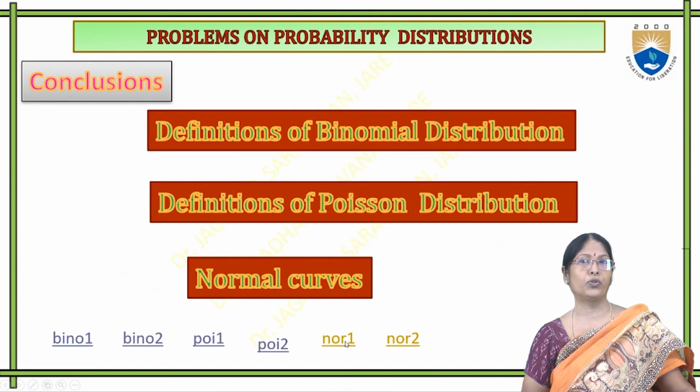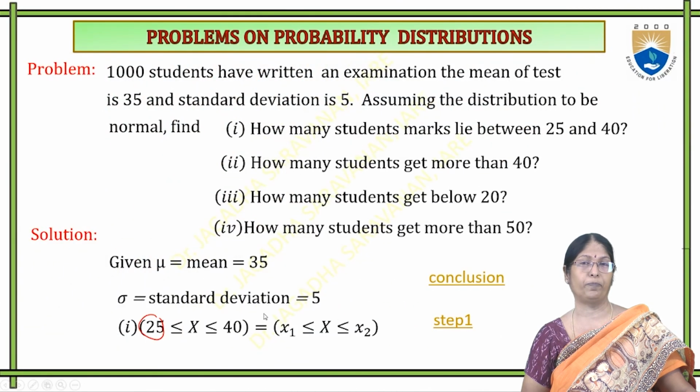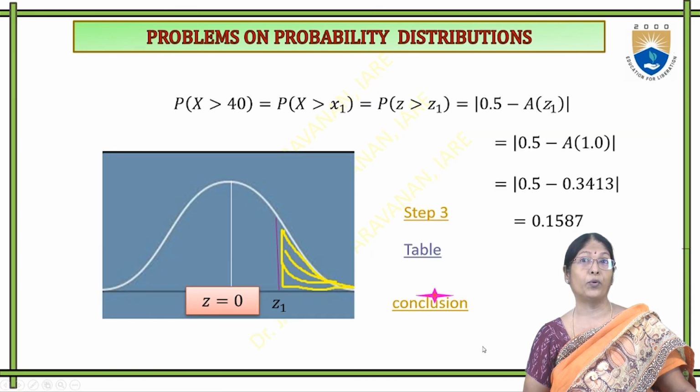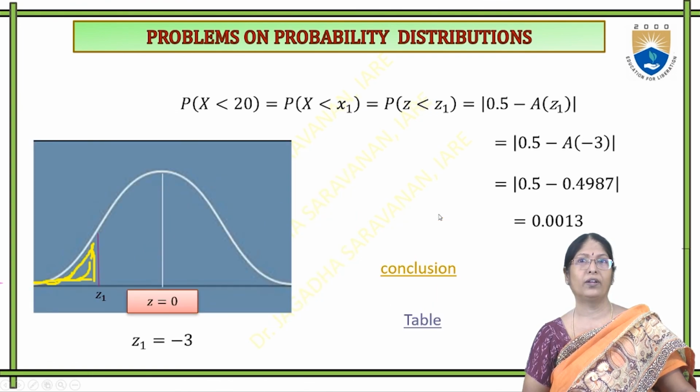Then we moved to normal distribution. 1000 students are there. Mu and sigma are given, between 25 and 40. Yes, this is the result we obtained. The next one is greater than 40. This is the graphical representation. We have done it. The next, x is less than 20. This is the graphical representation which is done.